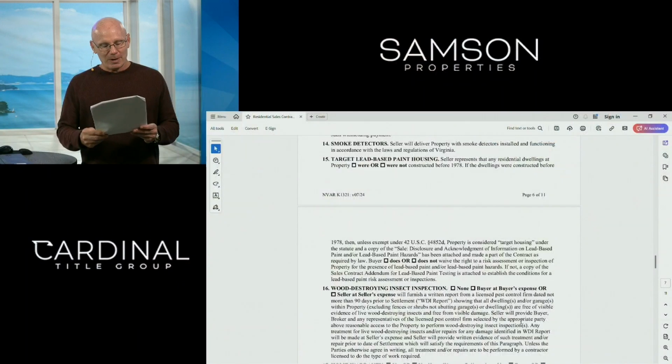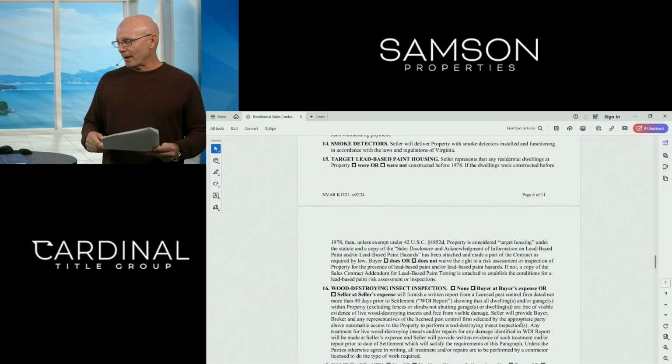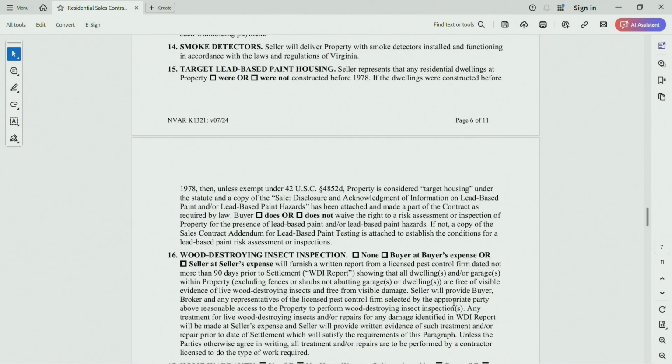Paragraph 15 is lead-based paint. This paragraph just denotes whether or not the property was built before 1978 and whether or not you're waiving any lead-based paint assessment. If the property was built then, there's normally a disclosure for that. That should be a part of your package. Once again, as the buyer side, don't fill out that disclosure for the seller. It's the seller's obligation to disclose to the buyer whether or not they have any evidence of lead-based paint or any documents pertaining to lead-based paint for the property. Don't fill out that form.